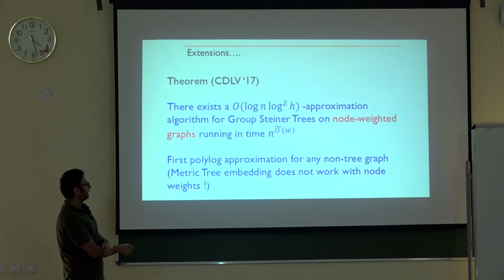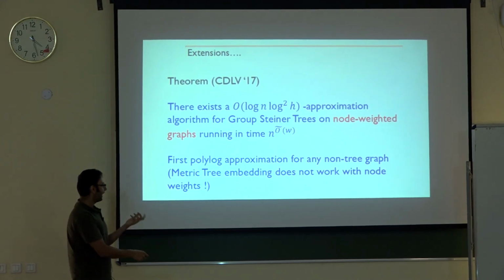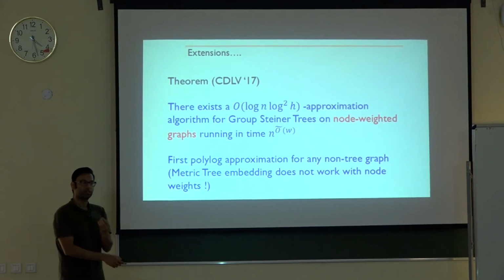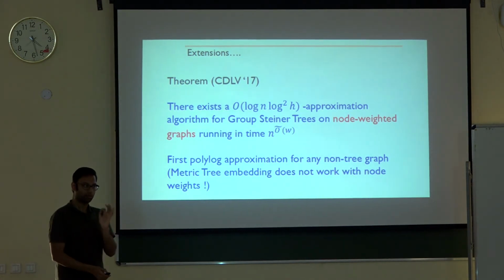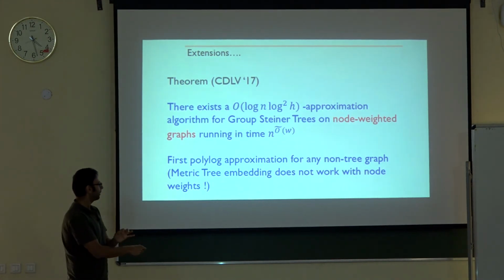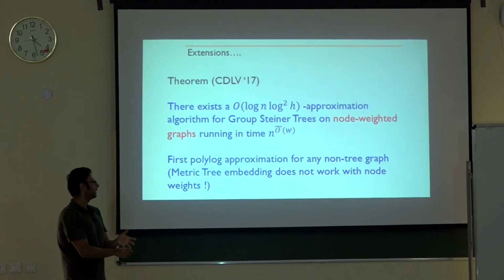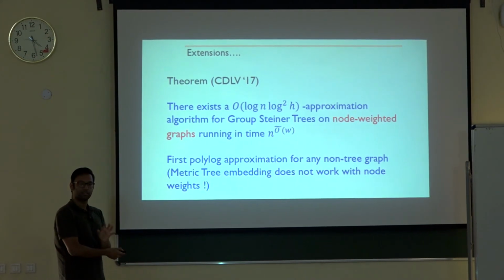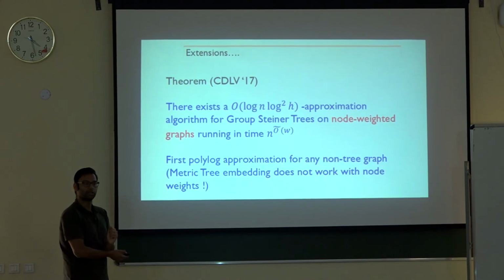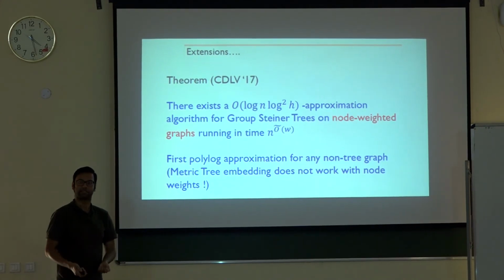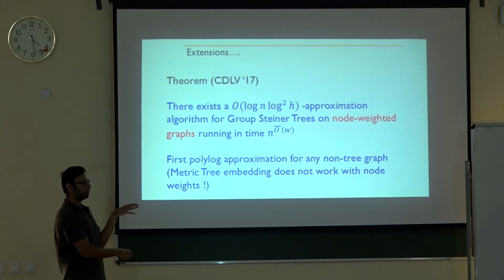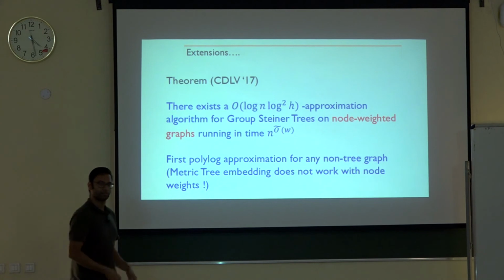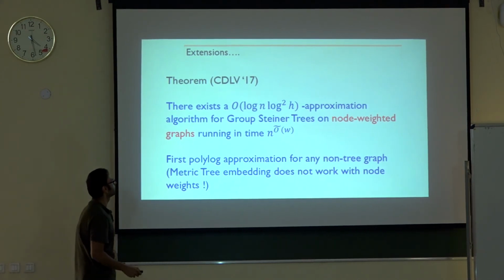And this is indeed nice. Why? Because there was no result known for node-weighted graphs in the general case. There was a polylog approximation known for tree graphs, but it was not known for general graphs, and the reason is that this metric tree embedding does not work if you have weights on the nodes. It only works if it's a real metric on the edges, right? So the Bartal style embedding will not work in this case. However, our kind of embedding does not have any such requirements.